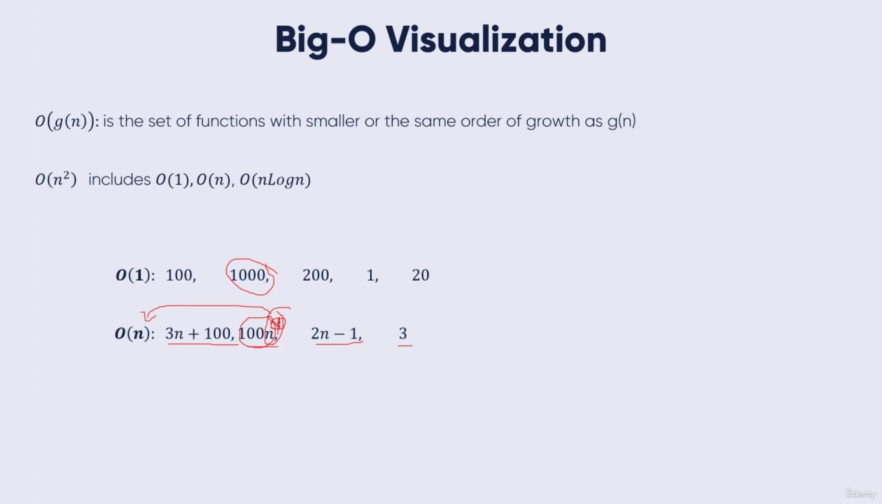Okay? Now, another example, O of n log n. 5n log n plus 100 is the first term. The second terms are 100n, 2n minus 1, and 3. 3 is a constant; this is the least one. We have n, but we have here 5n log n.